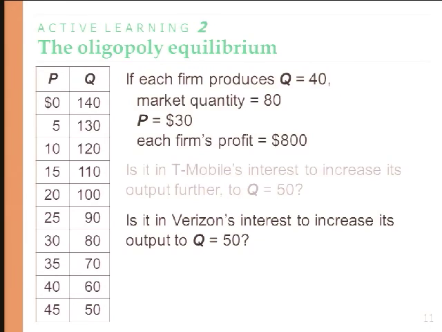So, let's see if we can get an answer. Eric, what's the answer? Is it in their incentive to increase? So there's no unilateral self-interest for either T-Mobile or Horizon to move from 40 to 50. Right, and the reason is? That's the right answer, but the reason is? I think you started to explain it before I deterred you.